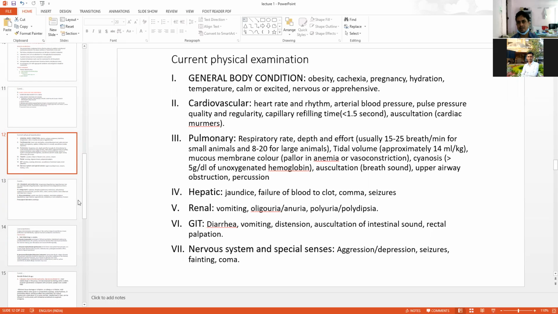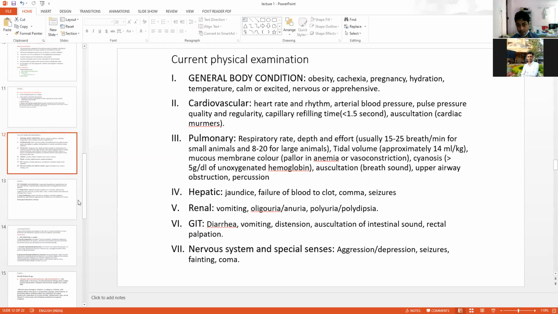Cardiovascular: what is the status of heart rate, rhythm, arterial blood pressure? What is the pulse pressure quality? What is the capillary refill time, CRT, the animal is showing? You auscultate the heart for any type of cardiac murmurs. So these types of things you have to monitor before administration of anesthesia.